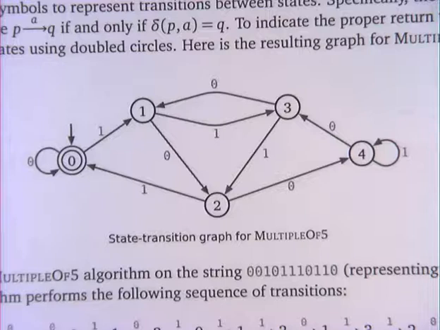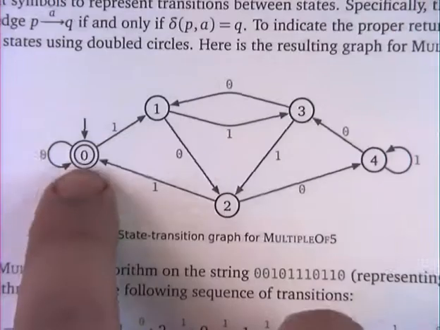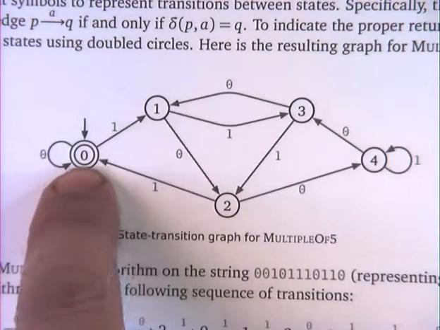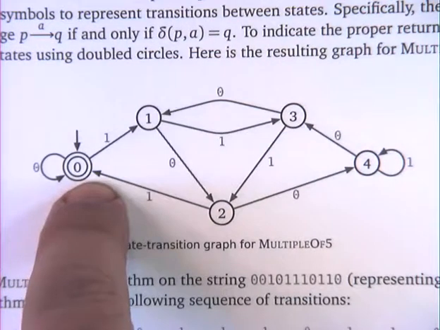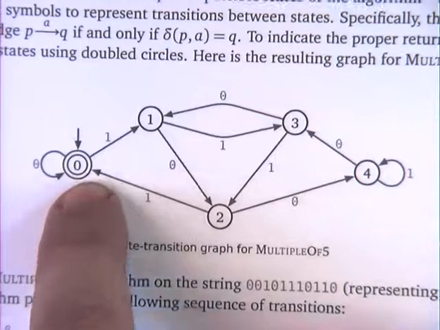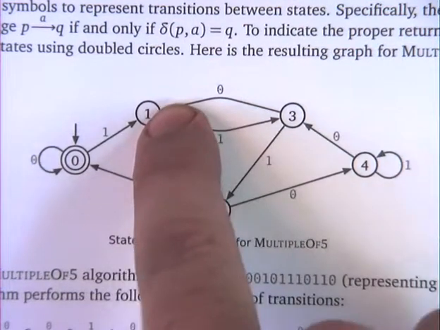Now, what the semantics here are: each of those circles, each of those nodes in the graph I've drawn here, represents a possible state for the algorithm, a possible value for the variable rem. Give me 0, 1, 2, 3, or 4. If I am currently in state 0, and the next symbol that I read from the input is a 0, then I stay in state 0. 2 times 0 plus 0 is 0. But if I read a 1, I should transition to state 1.